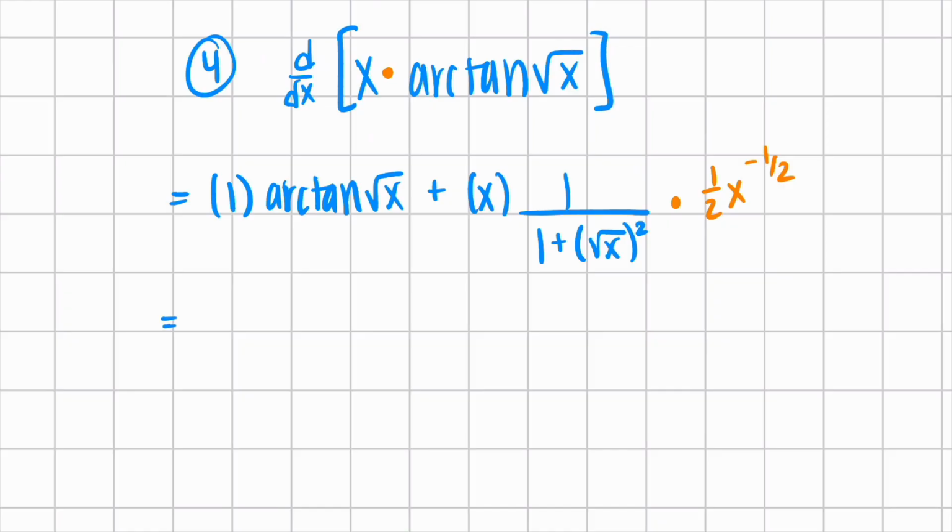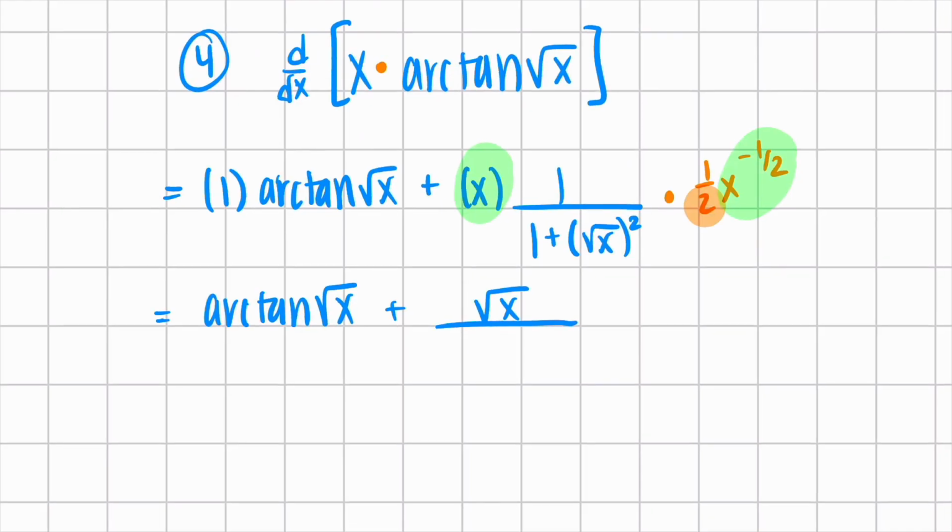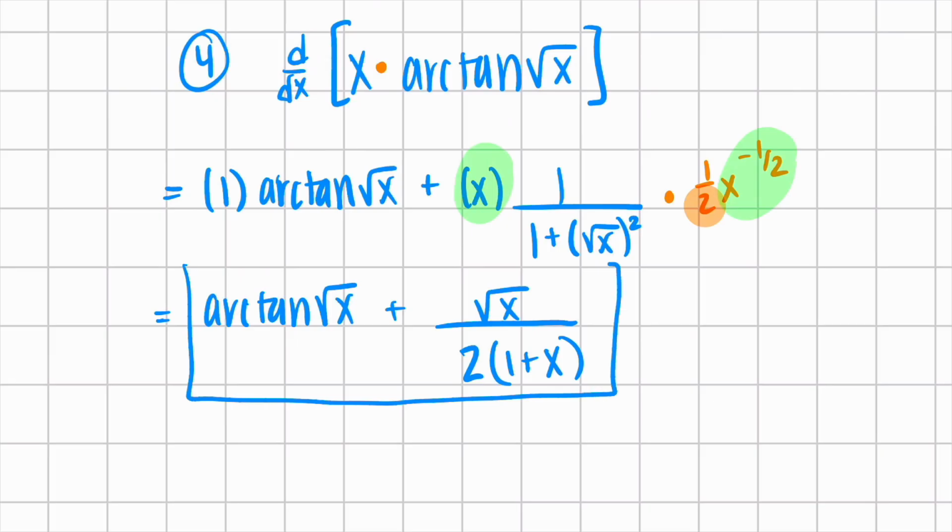Let's simplify. My first term is arctangent of the square root of x. For the second term, I'm going to combine my x to the 1 and my x to the negative 1/2. That's going to be x to the 1/2, so that's the square root of x in the numerator. In the denominator, we have our 2 times 1 plus the square root of x squared, which is just x. So this is my answer.